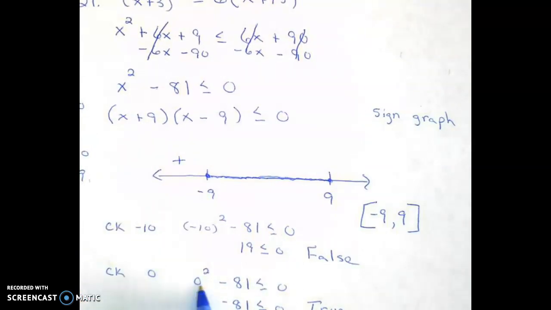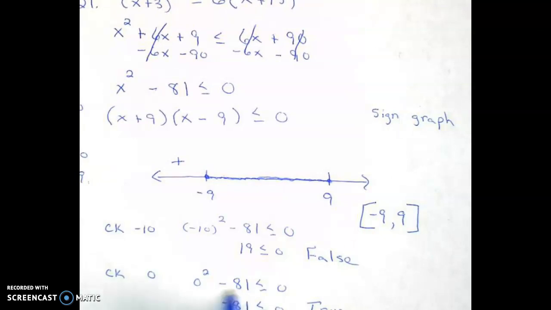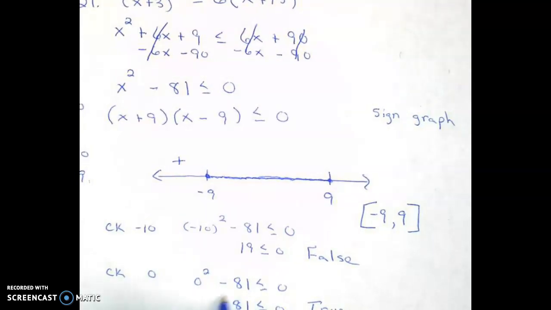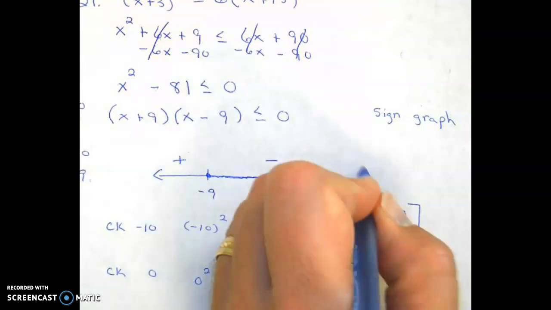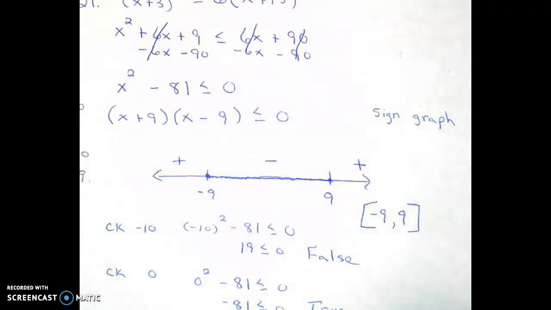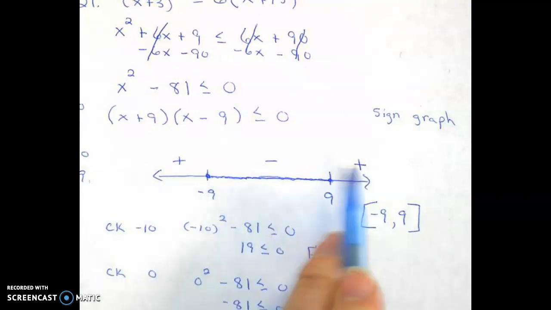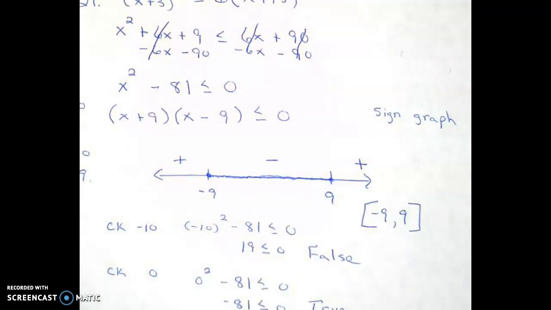When we entered in a 0, the sign of the value came out to be negative. And when we entered a positive 10, the sign of our solution is positive. And so this is the sign graph that I'd like you to incorporate into your answer.